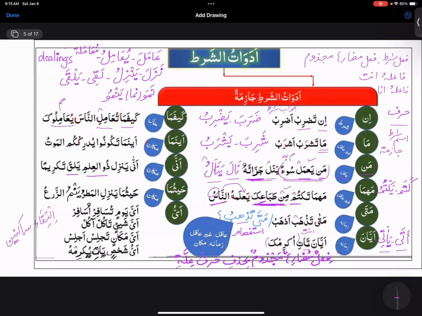So, one more time: fi'lun mudāri'un majzūmun bi annahu fi'l ash-shart. And then an-nās, an-nās is maf'ūlun bihi. Very good.